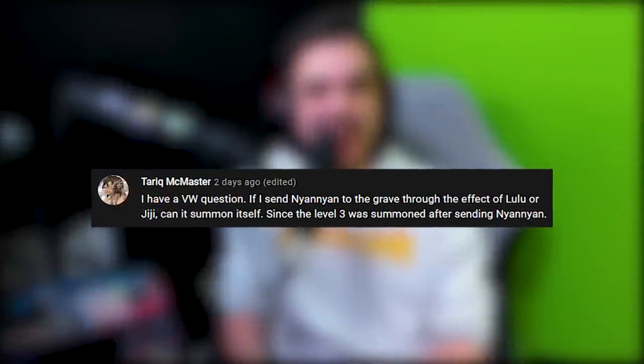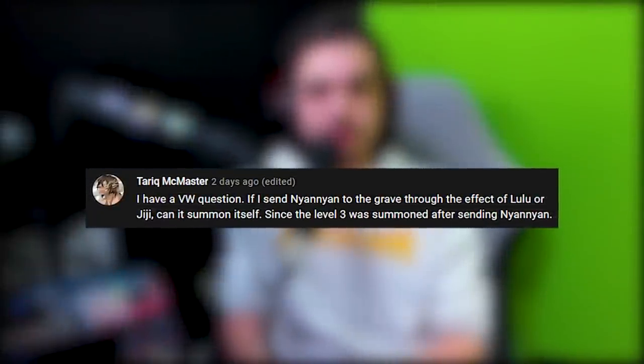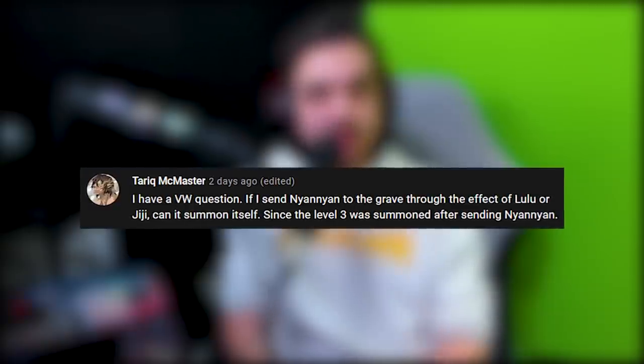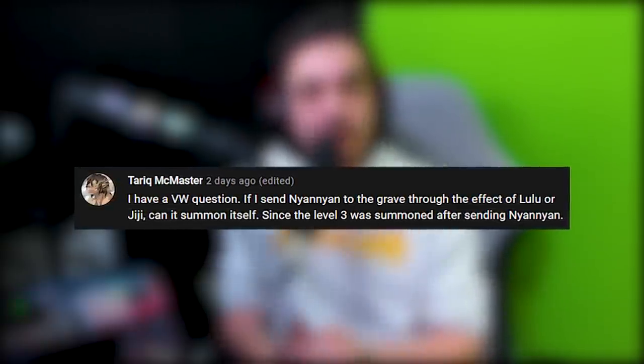Okay, this next ruling question comes to us from Tarek McMaster, and they ask, I have a Virtual World ruling question. If I send Nyan Nyan to the graveyard via the effect of Lulu or Gigi, can it summon itself since the level 3 was summoned after sending Nyan Nyan?